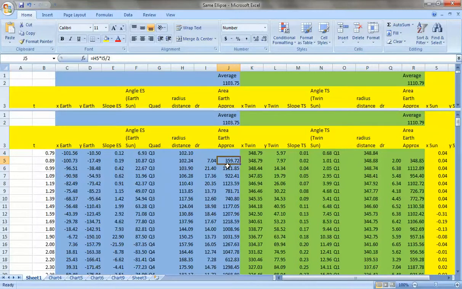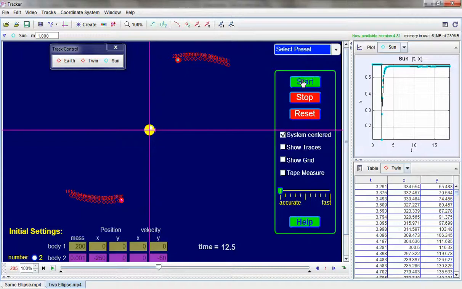I know that this is an approximation, but what I really want to see is if this area swept out is the same as that area swept out. And for the most part, these values should be the same, and they kind of jump all over the place, but I feel like that is because I'm doing these approximations using this tracker, and the data set could be off just by a little bit.